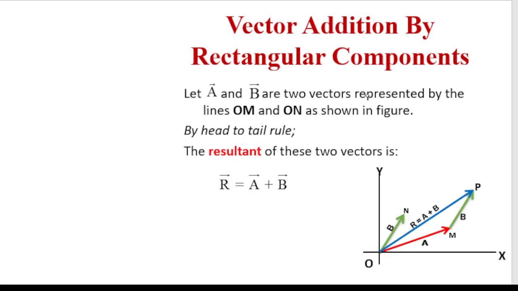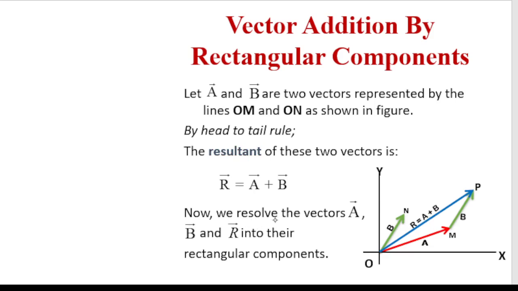Let A and B are two vectors represented by the line OM and ON as shown in figure. Vector A is represented by OM and vector B is represented by line ON. By adding head to tail rule, the resultant of these two vectors is R is equal to A plus B.